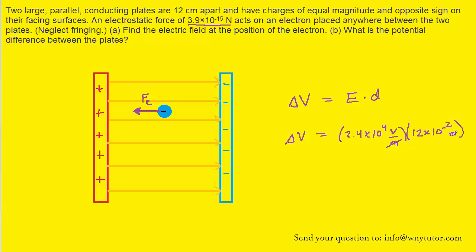You can see that the meters will indeed cancel, and that's going to leave us with the unit of volts, which is the exact unit we're looking for. So we can pick up our calculators and multiply, and we get approximately 2.9 times 10 to the power of 3 volts. So this will be the correct answer for part B.